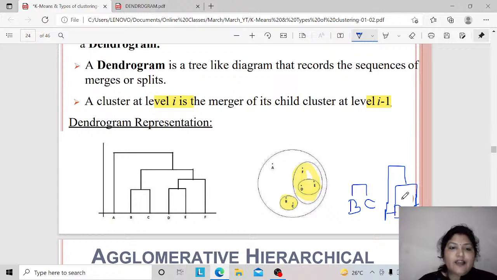Then we have another part that we have merged. Let us first merge these two clusters, BC and DEF. And then because A does not fall in either of the groups, we make it like this. So this is how our cluster is to be made. Basically, a dendrogram is made for such visualization.